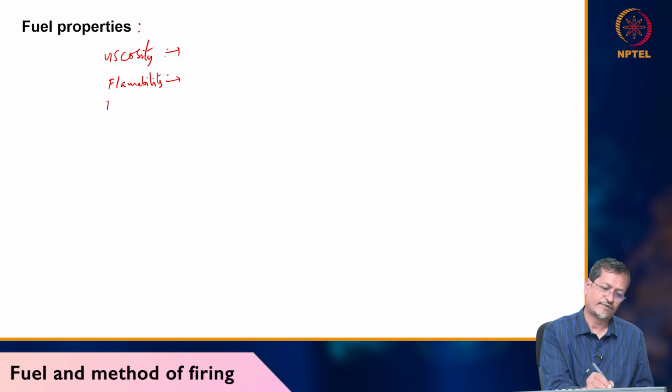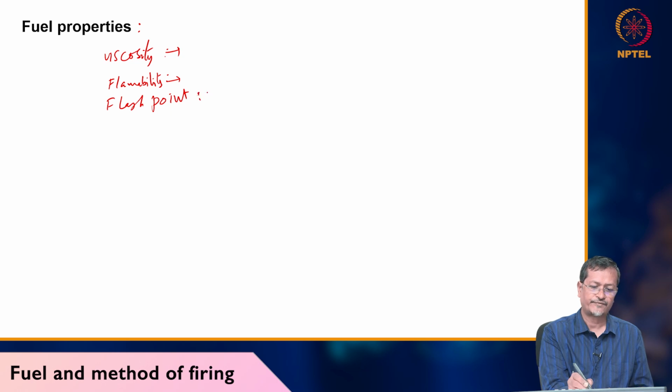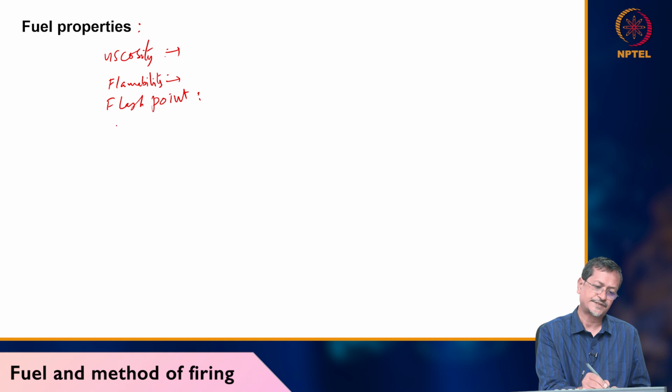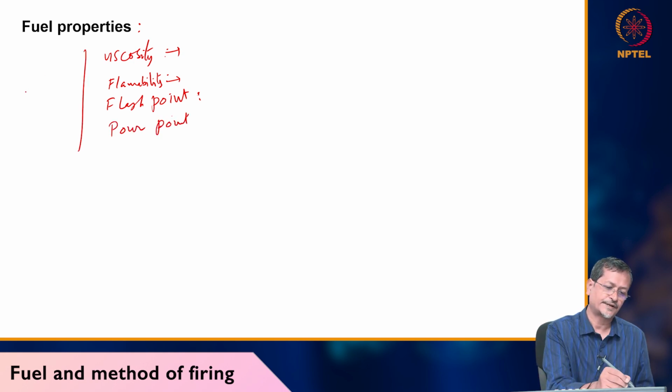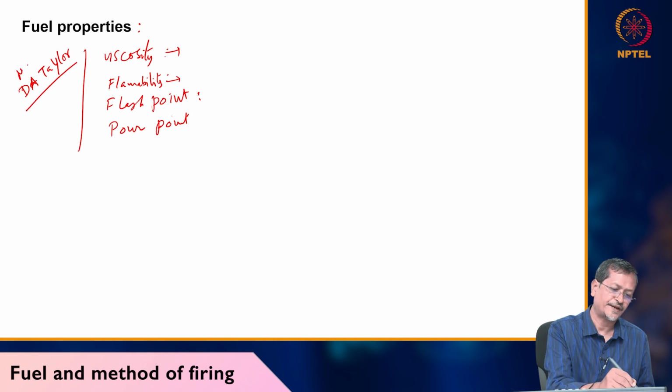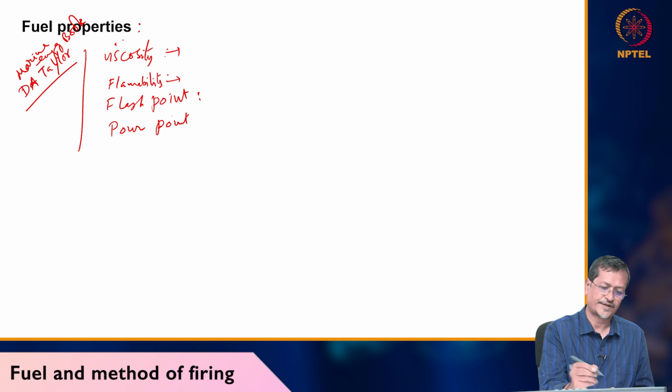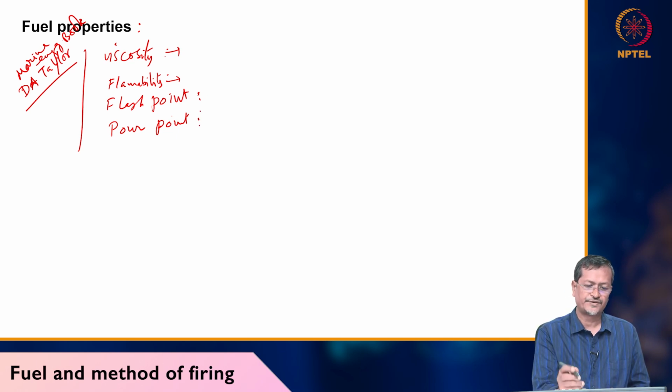Some more things you have to know, like flash point. Okay, some fuel will be flashing quickly, so that point also you have to know. Some cases you have to know pour point. Okay, these are given in your book D.A. Taylor, marine engineering book. Okay, just this theoretical thing, just you go through it. Okay, viscosity, flash point, pour point, these definitions, please go through it.